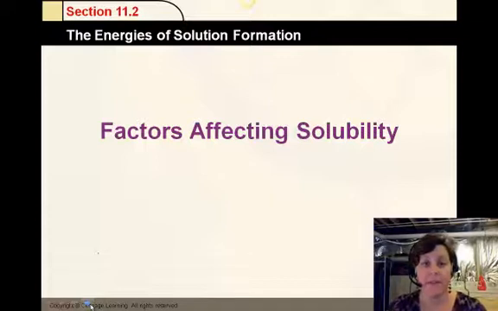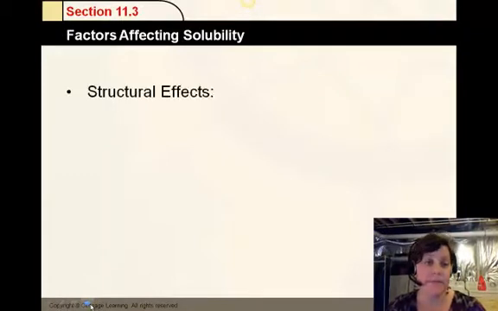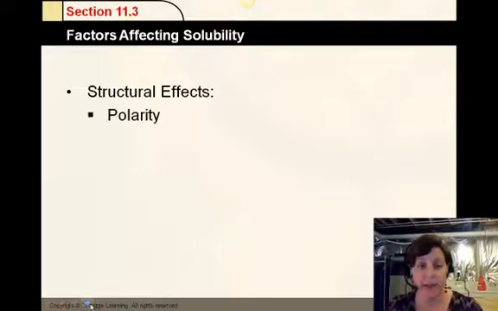Factors affecting solubility. How a solute will dissolve in a solvent is influenced by several factors. Structural effects, such as polarity, will affect how one thing dissolves in another.